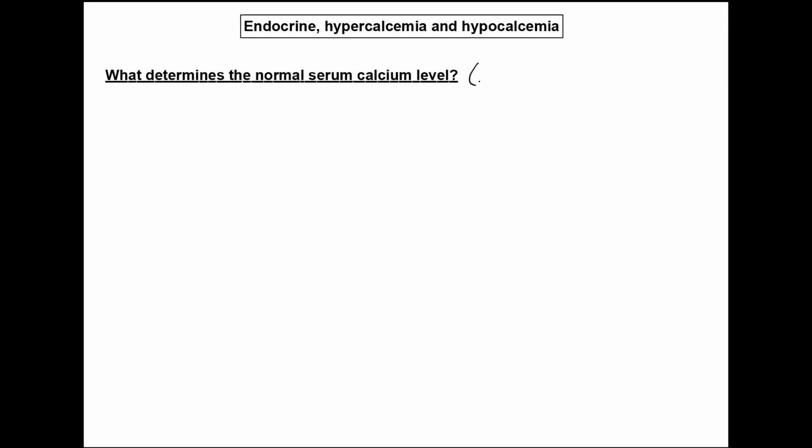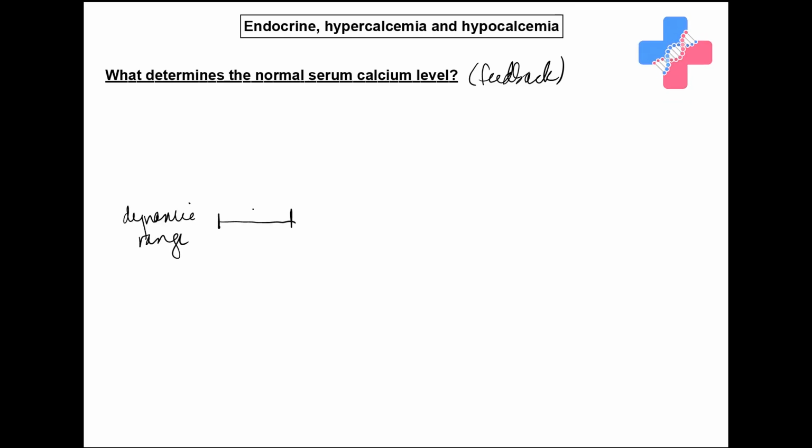Endocrinology works through a feedback mechanism, which starts with an optimal range for any biologic function. This is called the dynamic range. And within this dynamic range, there is an optimal set point. For calcium, the dynamic range is from 9 to 10 milligrams per deciliter, and the usual set point is 9.7.